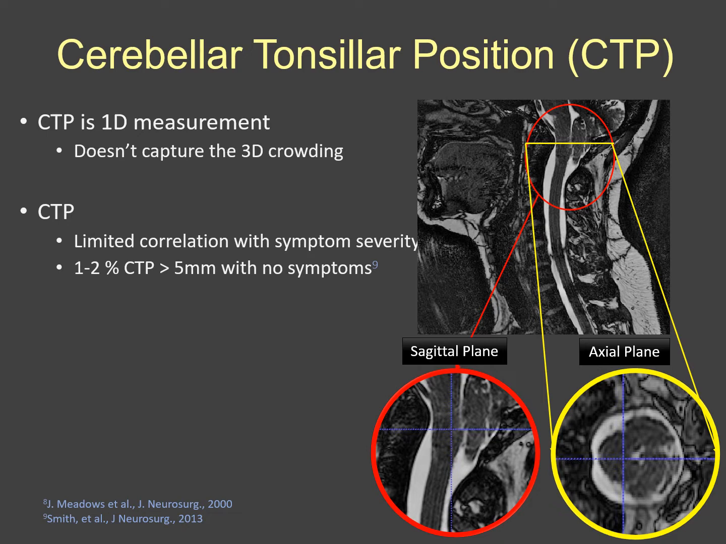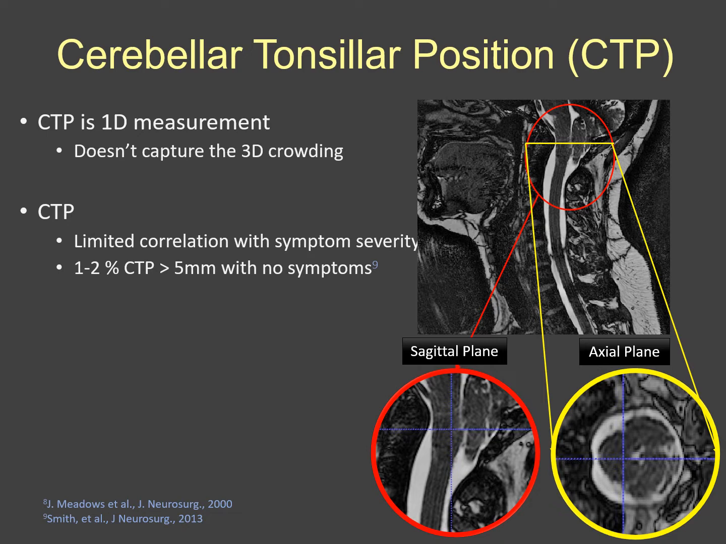It is well known that Chiari subjects have cerebellar tonsils that hang lower than for a healthy control. The distance from the McRae line to the tip of the tonsils is referred to as the cerebellar tonsillar position, or CTP. For a Chiari patient, it's typically 5 millimeters or more below the McRae line, whereas for healthy subjects, it would sit above the McRae line.